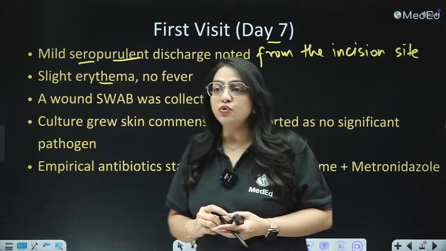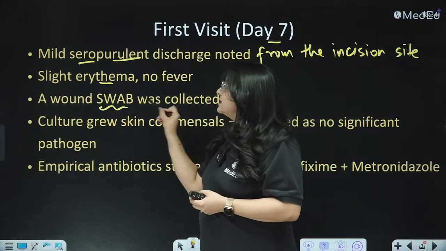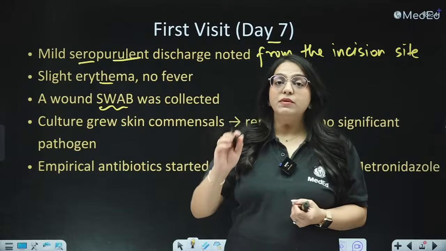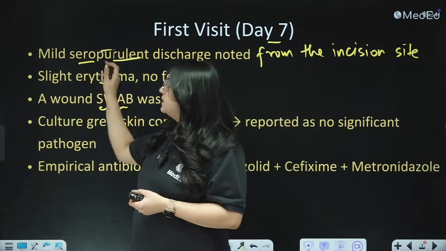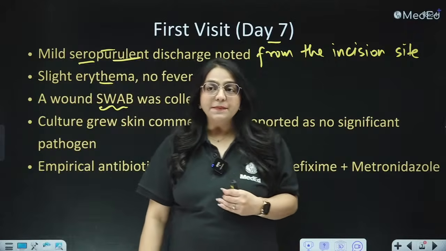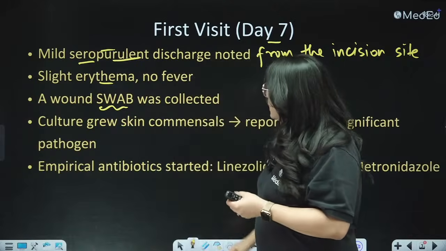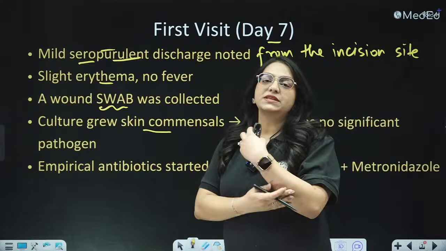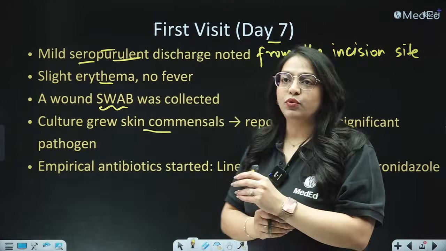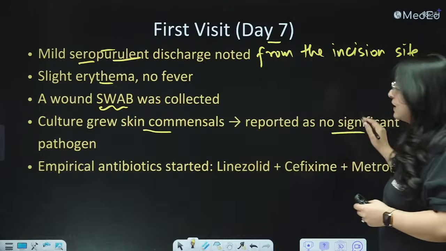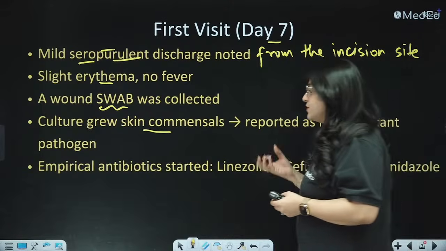What did the surgeon do? He picked up a swab and sent the wound swab for culture to the microbiology laboratory to see if any organism is associated with this seropurulent discharge. Then the culture simply grew commensals of the skin. The commensal flora of the skin was grown, and the lab reported that there is no significant pathogen associated with your patient sample.